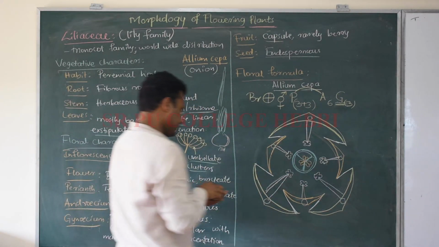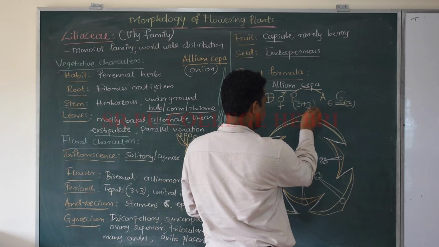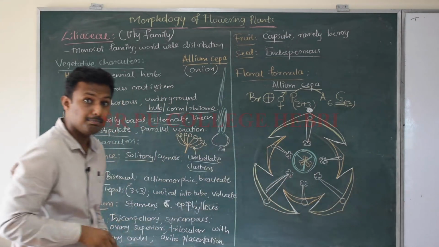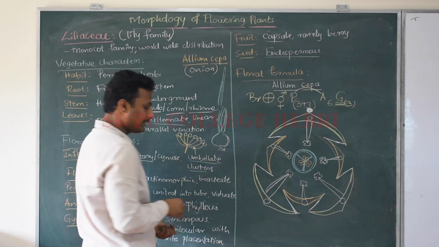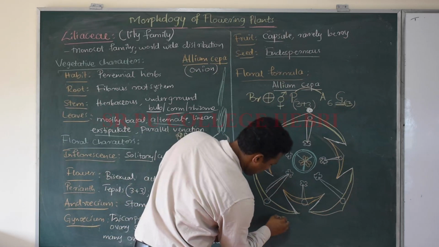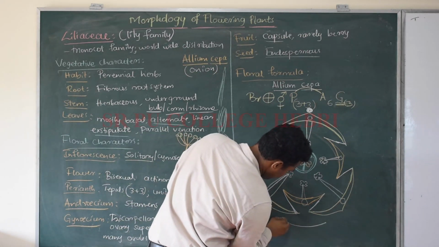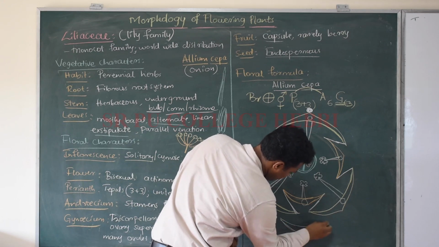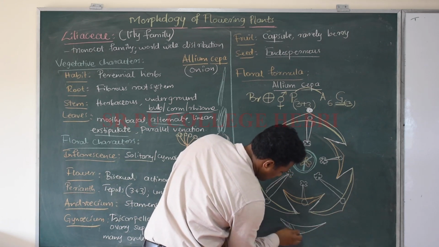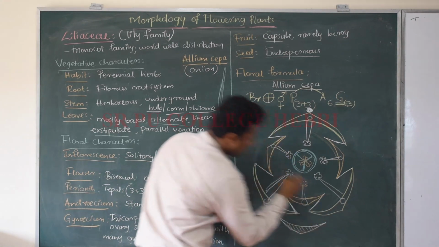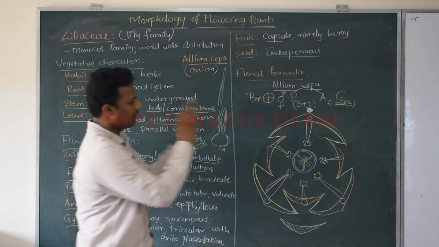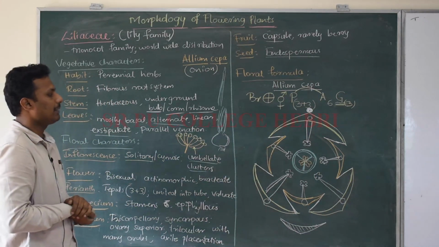And you will write which one? The axis of the inflorescence here like this. And there is a bract also. How to write the bract? Here, see, look at this. There is representing the bract. Okay, this is bract. So this is how the floral formula and floral diagram of the family Liliaceae can be written.